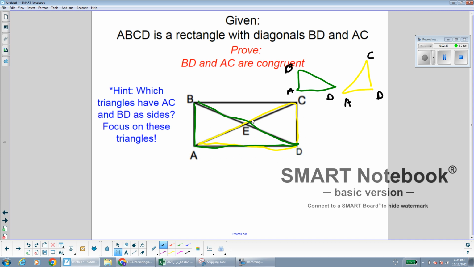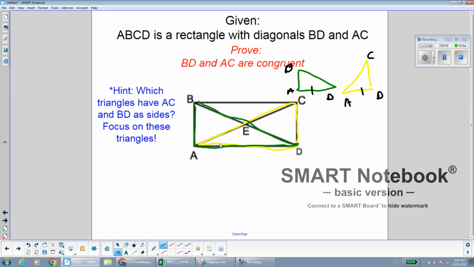And I see here from separating the triangles that AD is shared between the two triangles. It's the same two letters on this side and this side of the triangles. And if I look at the original diagram, that is where they overlap. It's in both green and yellow.